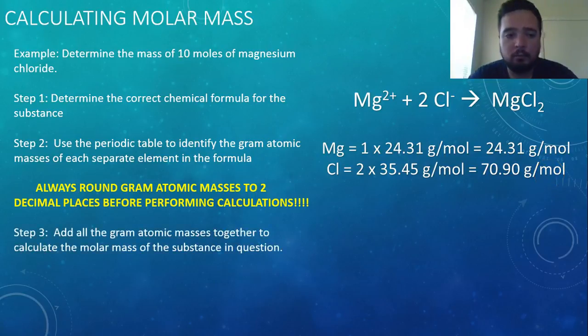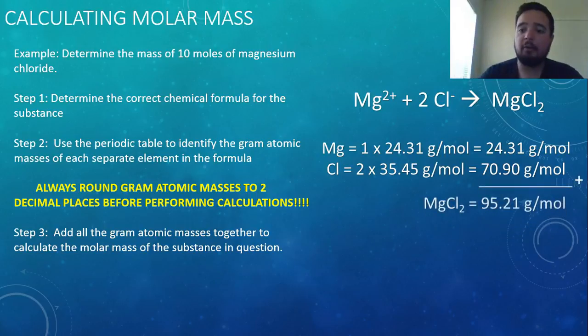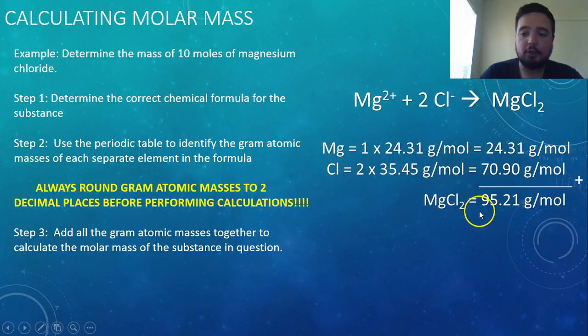Now, you add the gram atomic masses together to calculate the molar mass of that entire substance. So add them together. What this is saying is that for every 1 mole of magnesium chloride that I have, there should be 95.21 grams of that substance. So for every 1 mole of molecules, or 1 mole of this compound, I should have a mass of 95.21 grams.